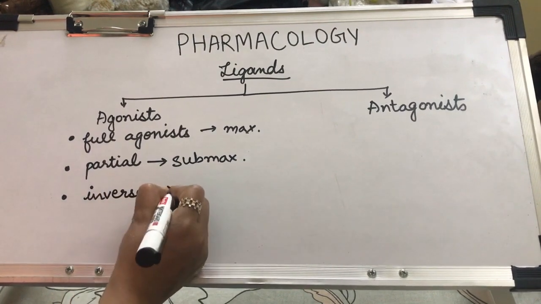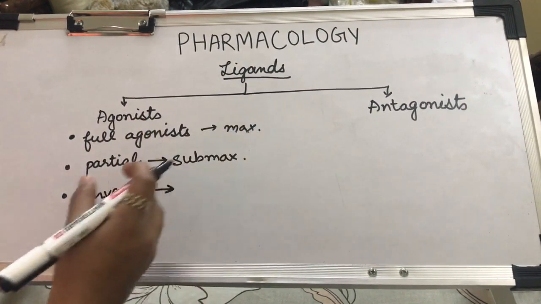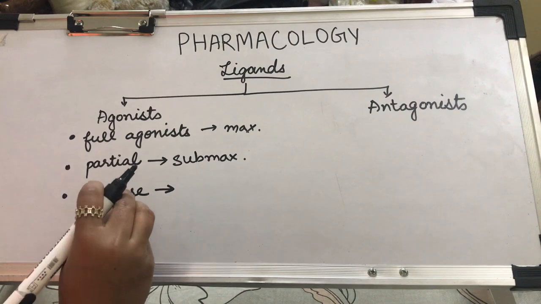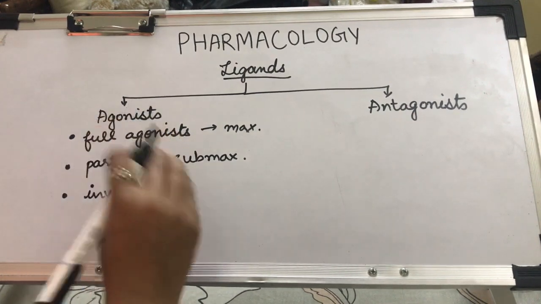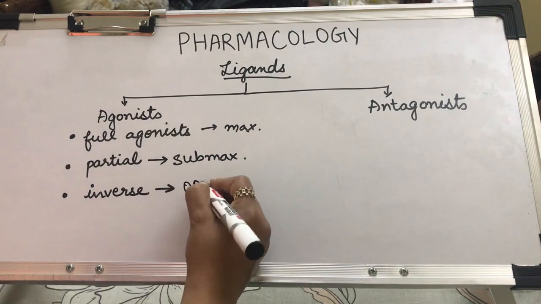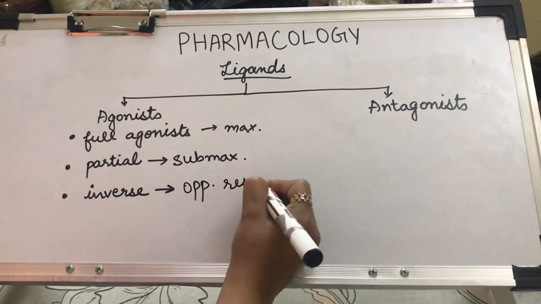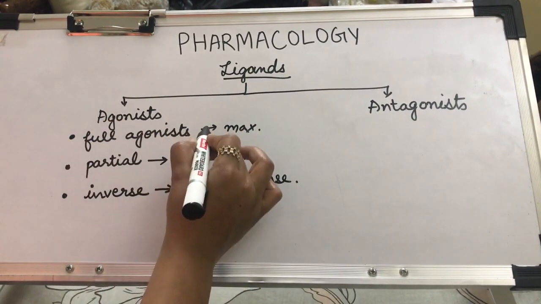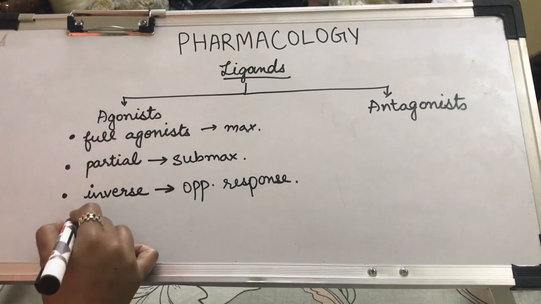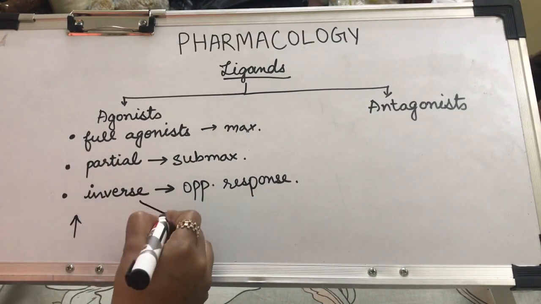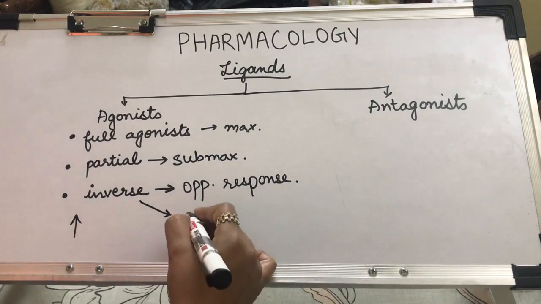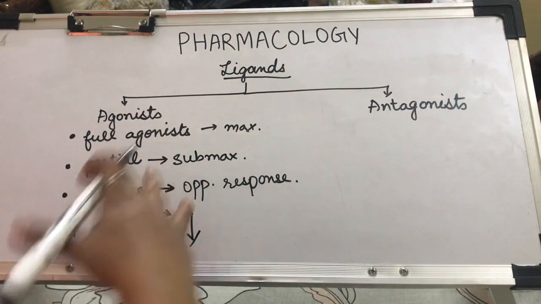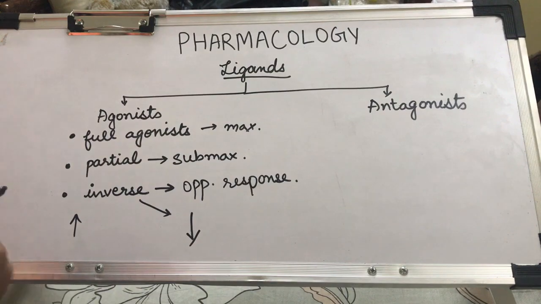And there are inverse agonists. Inverse agonists are the compounds which come and bind to the receptor and give the opposite pharmacological response. For example, what is the response of the substrate? It is going to increase the hormone, but in case of an inverse agonist, it comes and binds and decreases the hormone. That is the opposite reaction. That is your inverse agonist.